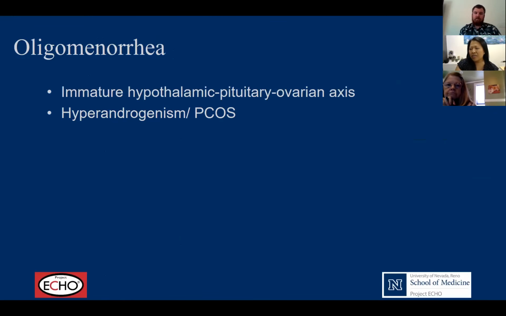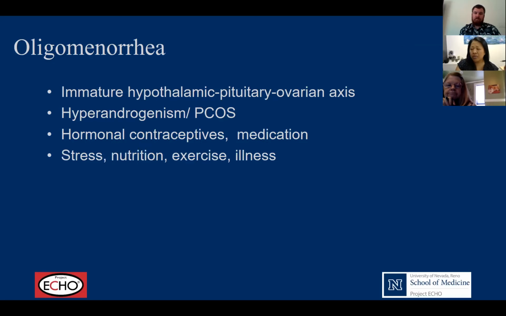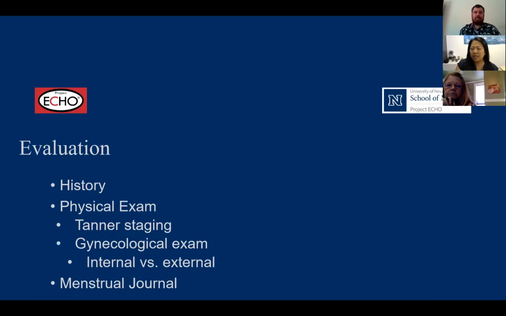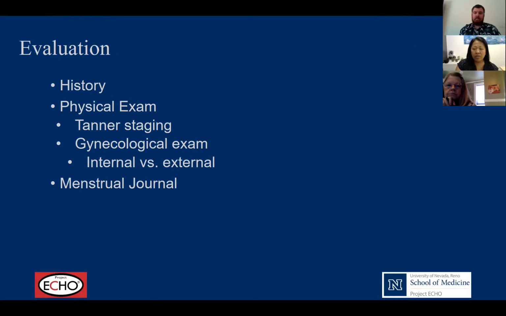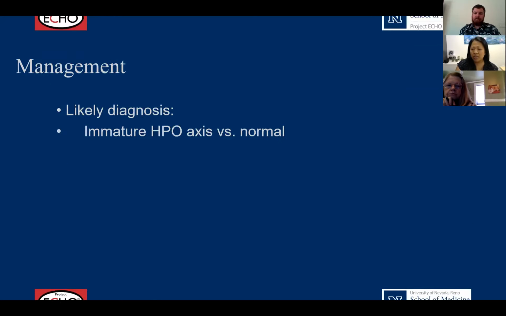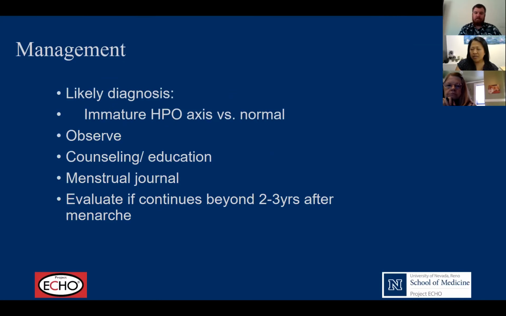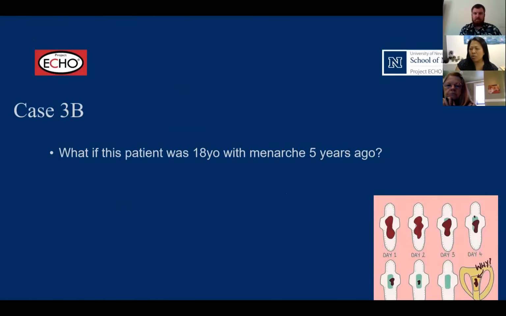To be honest with you, the likelihood is it's immature HPO axis. You can offer birth control pills if you want to, but it's caused by lots of different things that are benign. You can do the evaluation without doing any hormonal workup at this point based on her presentation. And you can just observe and have her journal. But if this is still occurring 3 years beyond menarche, then you can do a workup.